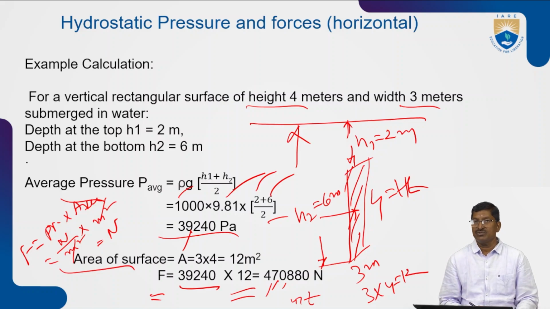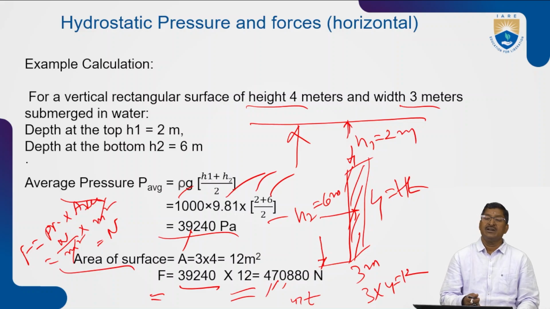So this is a huge force. 47 tons of force is acting on a vertical surface whose top is 2 meters below the liquid surface and whose bottom is 6 meters below it. The dimensions are 4 meters the height of the vertical surface and 3 meters the width of the vertical surface.